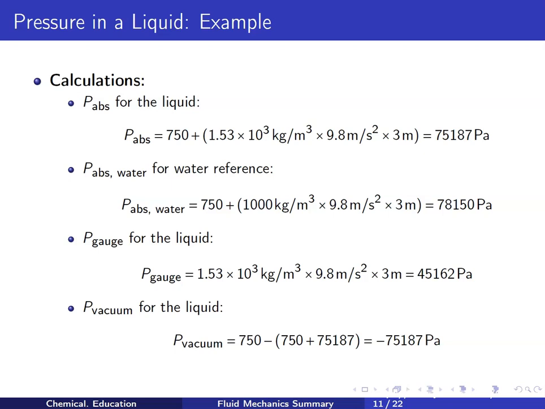P gauge pressure for liquid, so that will be just minus atmospheric pressure from that absolute pressure, so that will be 45162 kilopascal. P vacuum for the liquid, so that will be atmospheric pressure minus 750 plus 75187, so that is minus 75187 Pascal.